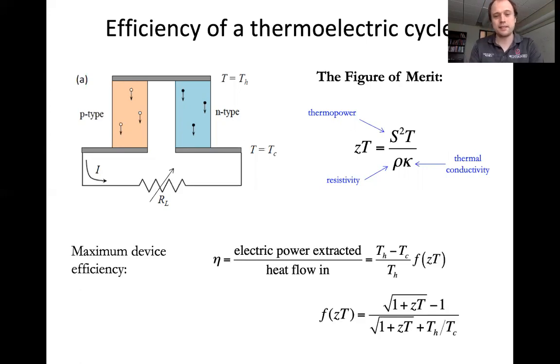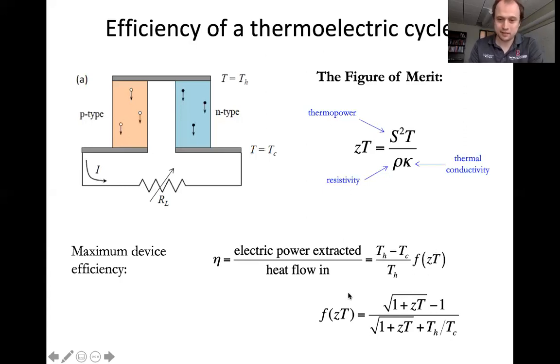So in particular, if you do the calculation, you'll find that the device efficiency, the efficiency of your thermoelectric cycle, looks like T_H minus T_C over T_H. This is the usual Carnot efficiency, which is the upper limit for any thermodynamic process, multiplied by some dimensionless function f of a dimensionless number ZT.